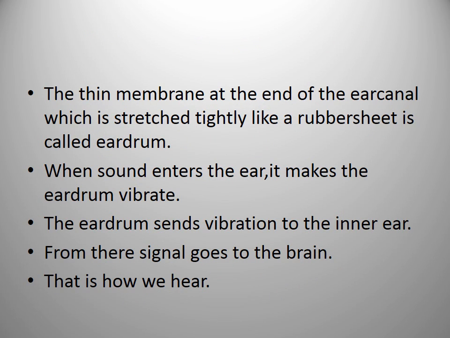How can we hear the sound? It is explained here. The thin membrane at the end of the ear canal, which is stretched tightly like a rubber sheet, is called the eardrum. When sound enters the ear, it makes the eardrum vibrate. The eardrum sends vibrations to the inner ear. From there, the signal goes to the brain. That is how we hear.